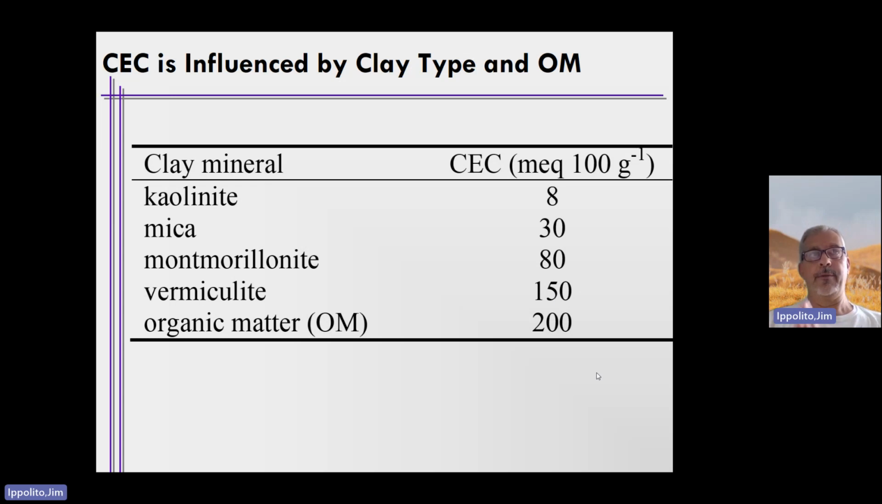And when you think about this, you know that soils are not 100% clay, or they're not 100% of any one of these types of clays. There's oftentimes a mixture of other minerals besides clays and organic matter, which brings down or dilutes the overall cation exchange capacity in a soil. So another way of looking at this is this way.